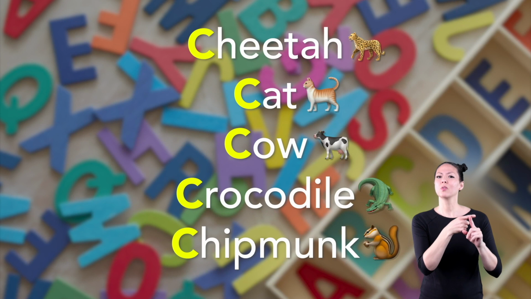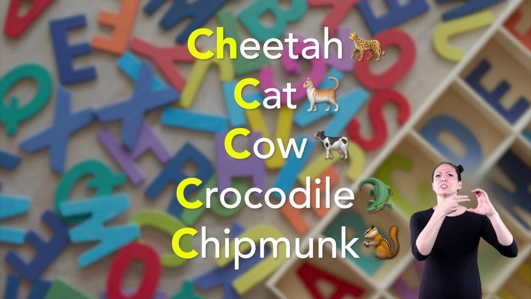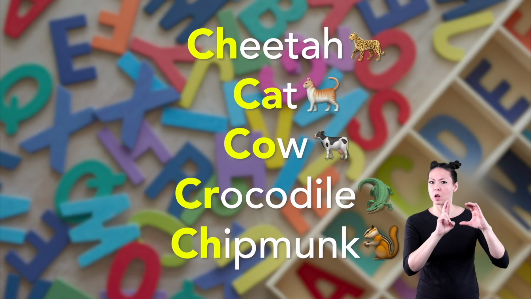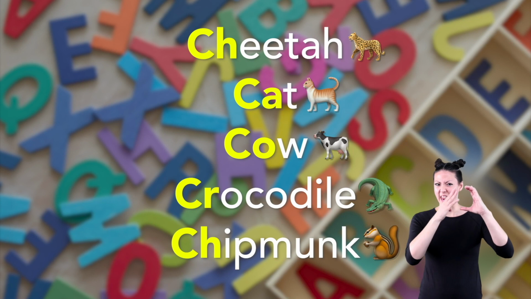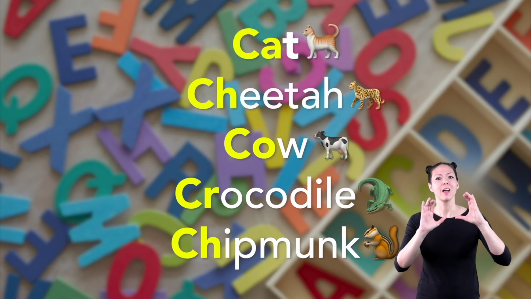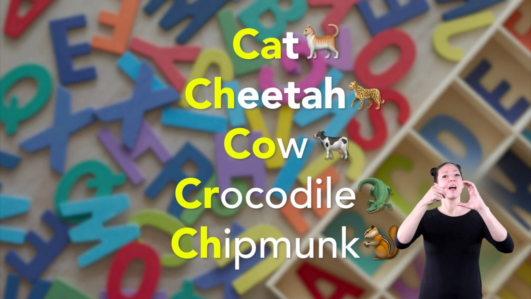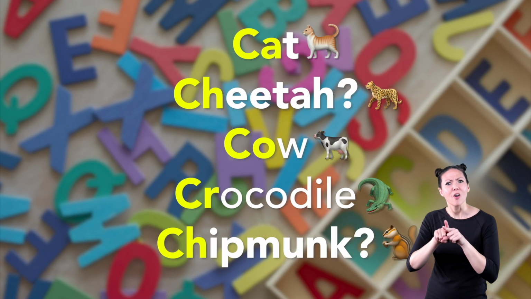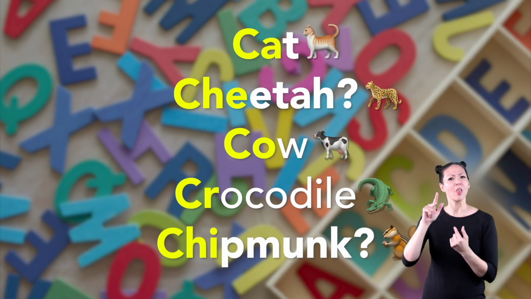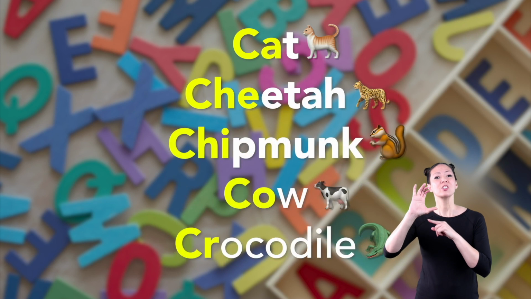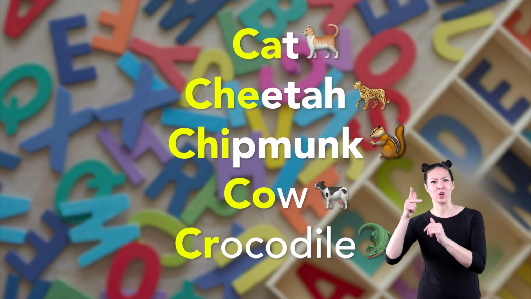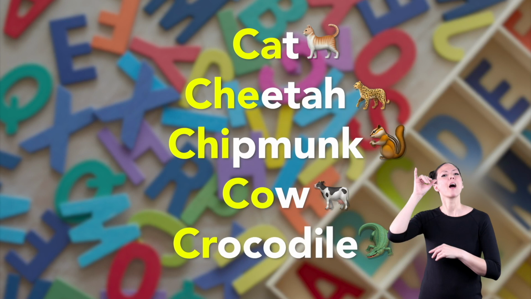In our list above, our second letters are H in cheetah, A in cat, O in cow, R in crocodile, and H in chipmunk. So putting them in alphabetical order, you'd start with cat, since the second letter is A. Then go to cheetah, because the second letter is H. Then, wait a minute, the second letter in chipmunk is also H. So how do we handle that? Go to the third letter, which is I. So cheetah would come second, and chipmunk would come third, because the E in cheetah comes before the I in chipmunk. Then we'd have cow, and then crocodile.